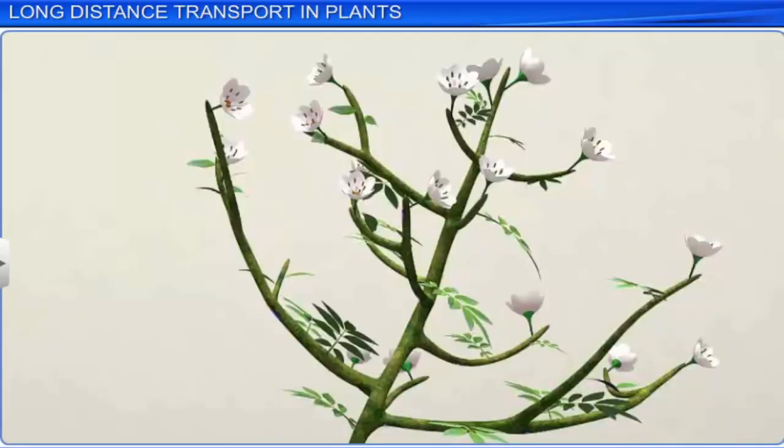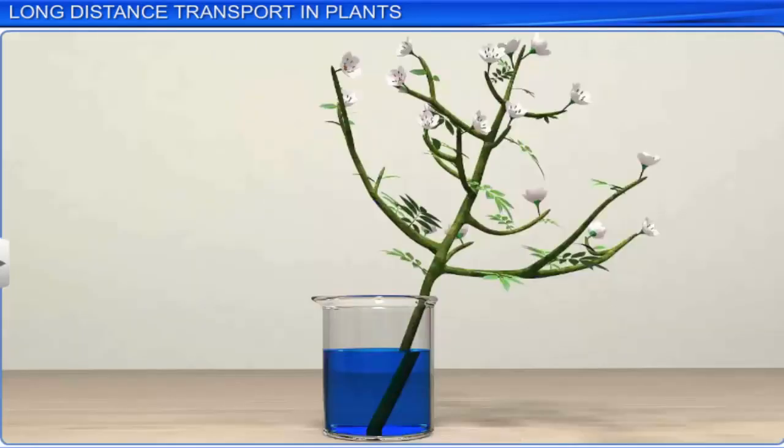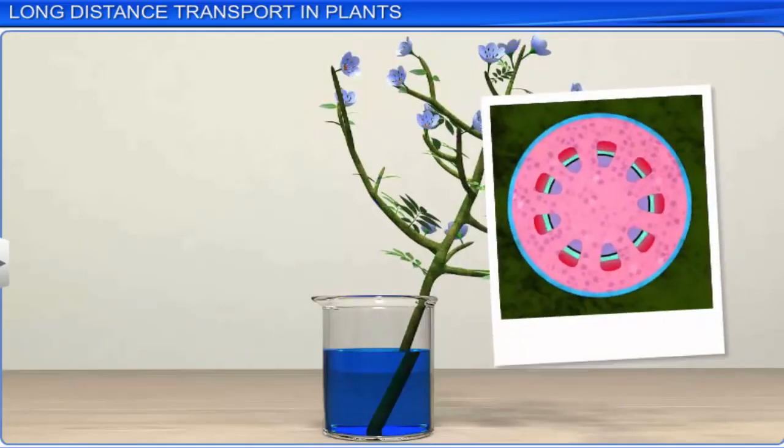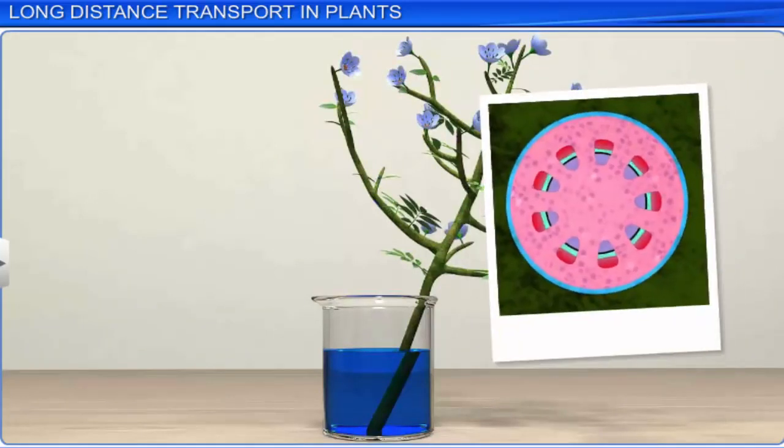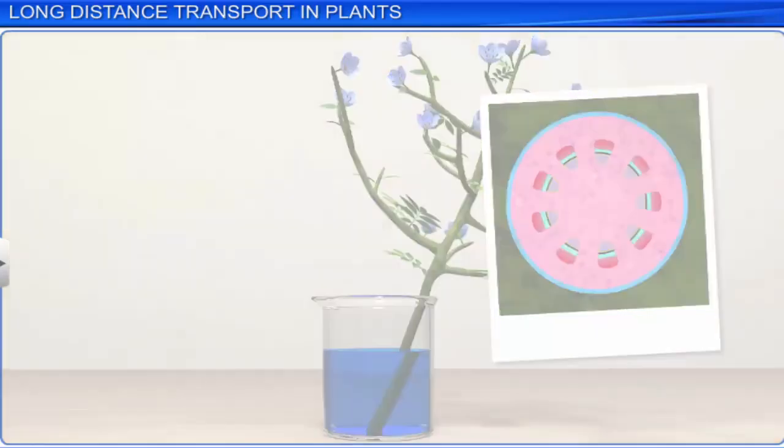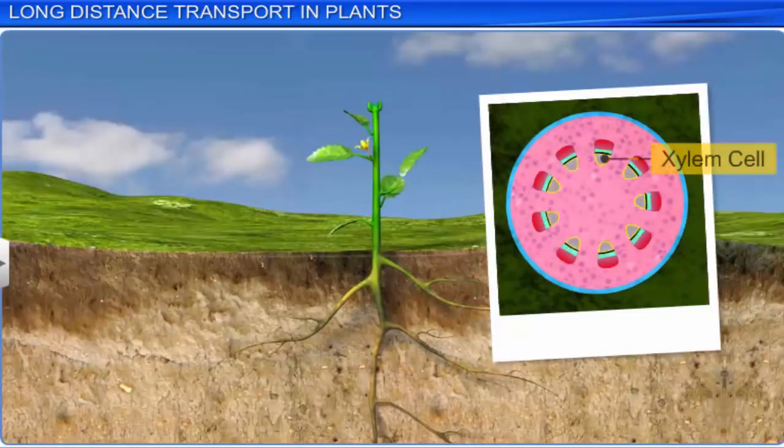Have you ever wondered what happens when we put a twig of white flowers in colored water? The white flowers gradually begin to color. After some time, examine the cut end of the twig. You will spot the colored region through which water was transported inside the twig. This colored region belongs to xylem cells in vascular bundles through which water is transported in plants.